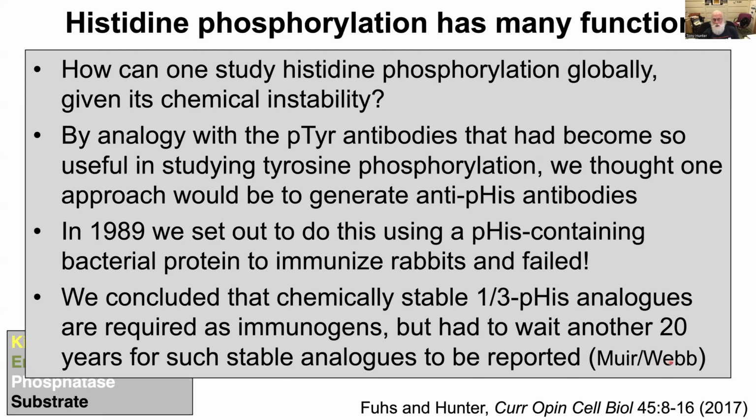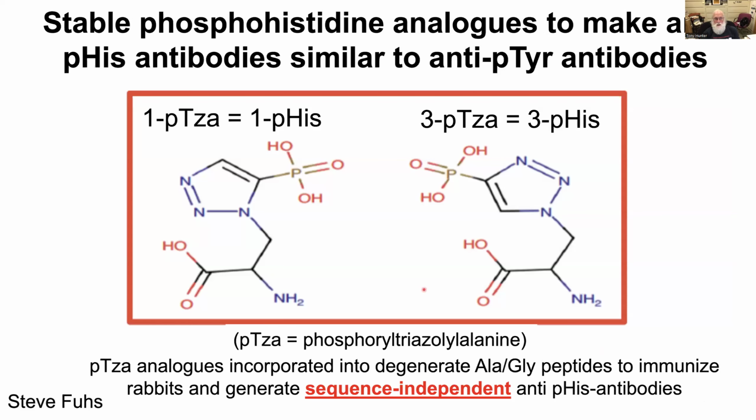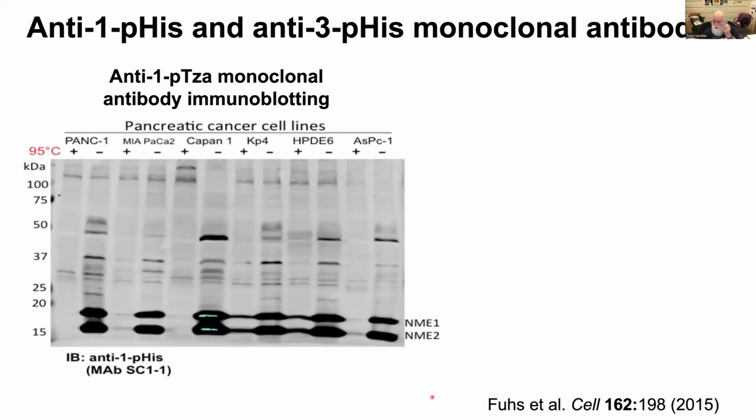Tom Muir and Mike Webb's group, generated these analogs, the phosphotriazolyl alanines, in which the phosphate, either in the 1 position or the 3 position, is linked to a carbon atom in a 5-membered ring that sort of mimics the imidazole ring. And so we used these analogs incorporated into degenerate alanine and glycine peptides to immunize rabbits when coupled to KLH to generate sequence-independent antibodies.